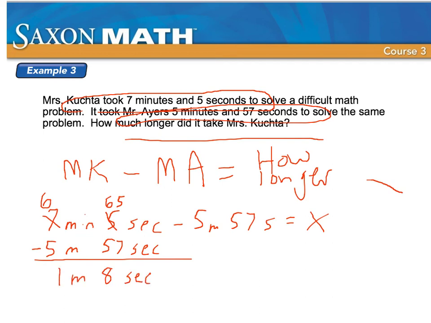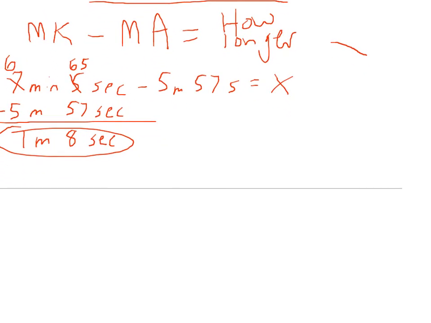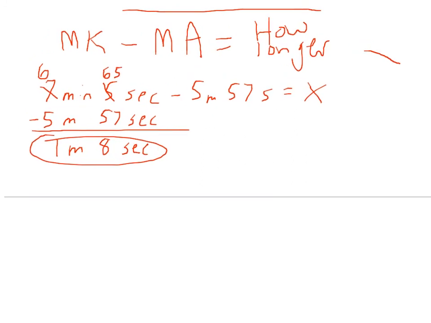Because I'm running out of room here, I'm just going to go ahead and circle this. I would say it took Mrs. Kukta 1 minute and 8 seconds longer than Mr. Ayers. We could check that. Now, if you're not sure how we did that problem, or how we did the subtraction, there's another way you can do this.